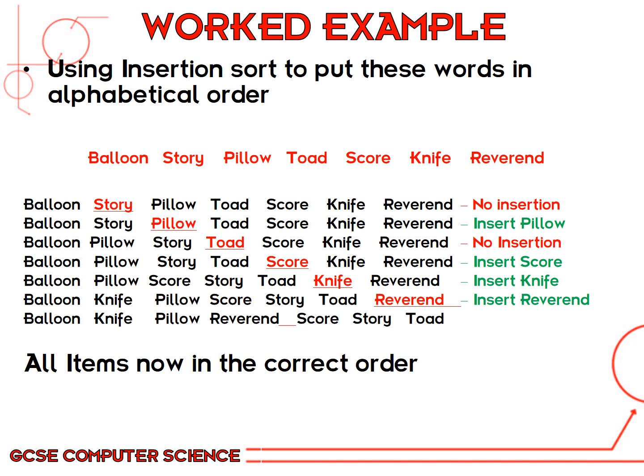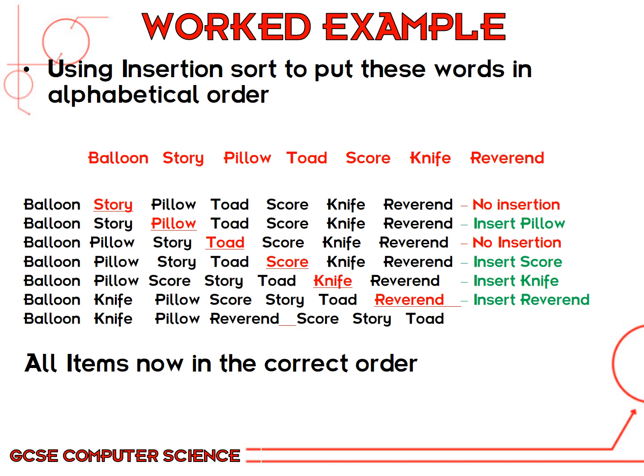Then you look at the next word along in the list, which is pillow. Does pillow need to move to the left? Yeah, it needs to go before S. So you move pillow before S. Then you look at the next item in the list and you compare it to everything to the left and it doesn't need to move.